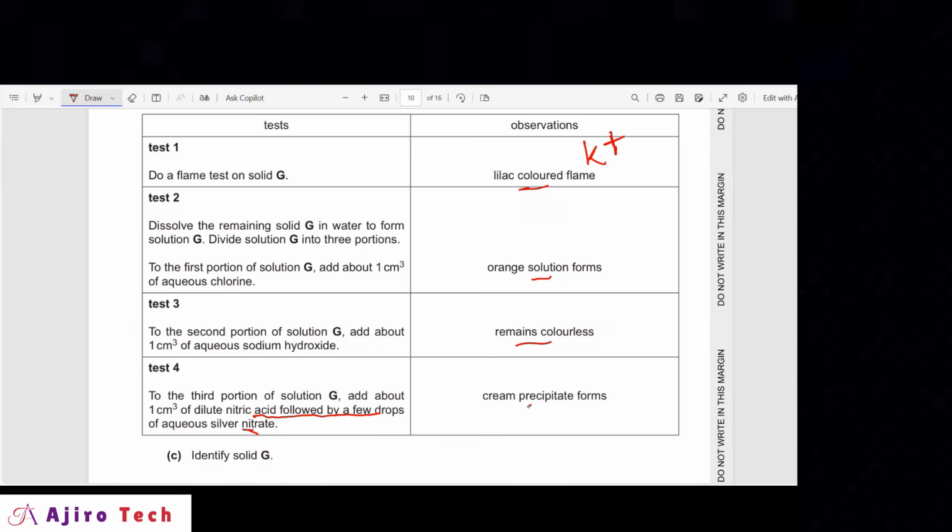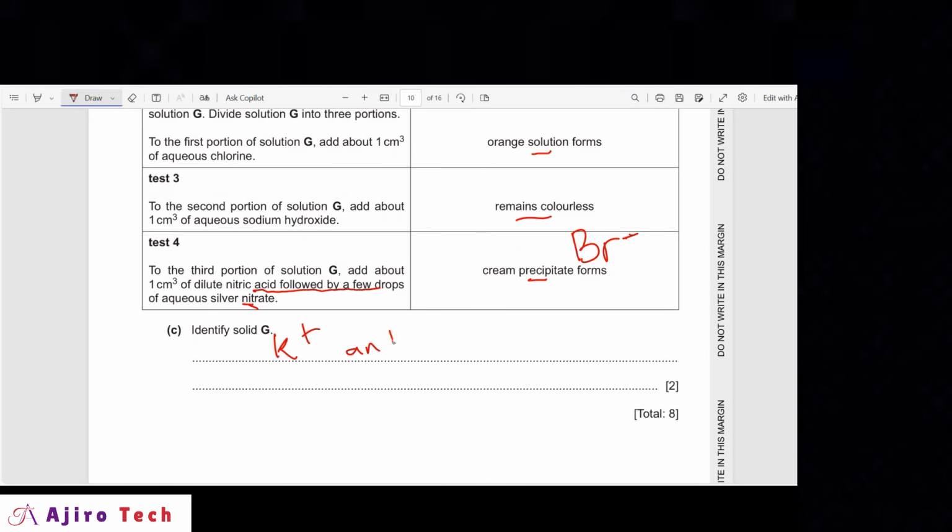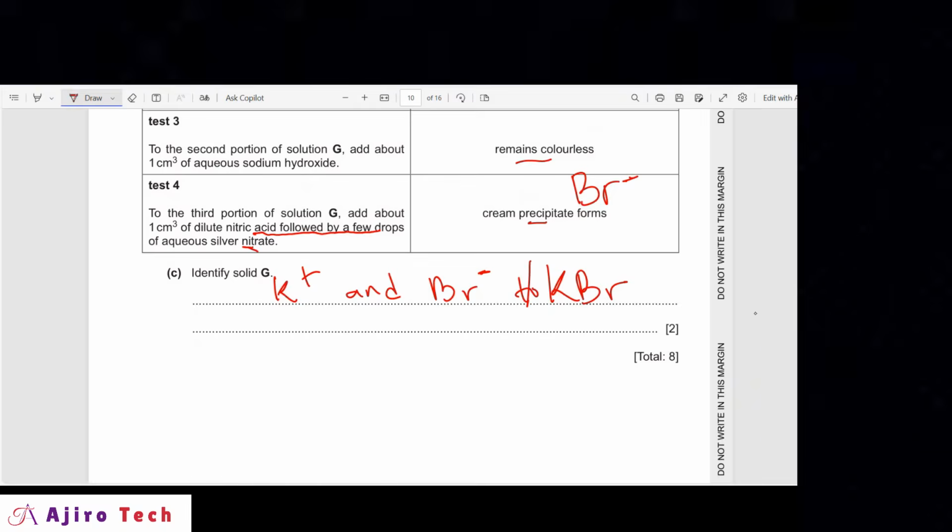Okay, so this is basically a test for the halides once again. The one that gives a cream precipitate shows that it's a bromide ion, right? It's a bromide ion. So basically, to identify solid G, you're going to have the K+ and Br−, and by the time they combine together, we're going to have KBr basically, KBr. So this is what you're expected to do in this question. Okay, so it's just straightforward.